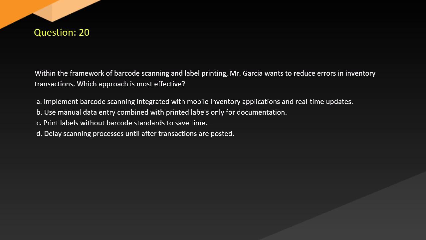Question 20. Within the framework of barcode scanning and label printing, Mr. Garcia wants to reduce errors in inventory transactions. Which approach is most effective? A. Implement barcode scanning integrated with mobile inventory applications and real-time updates. B. Use manual data entry combined with printed labels only for documentation. C. Print labels without barcode standards to save time. D. Delay scanning processes until after transactions are posted.